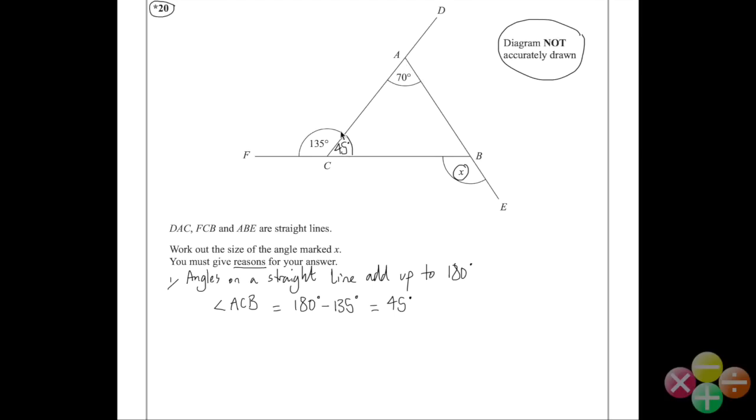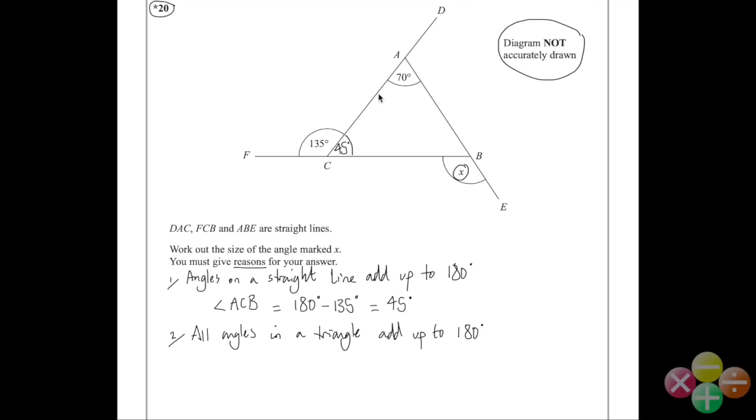Now in the middle here I notice that I have a triangle, and my second reason, my second maths fact, is all angles in a triangle add up to 180 degrees.